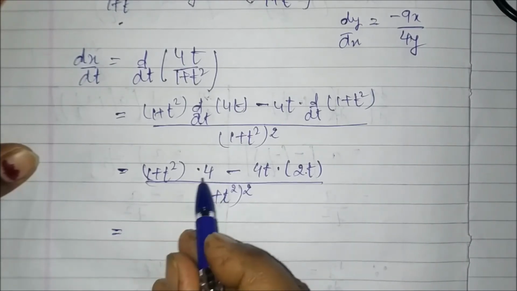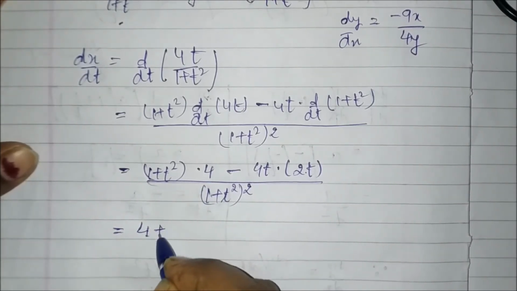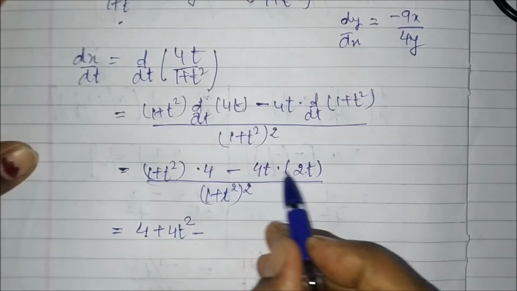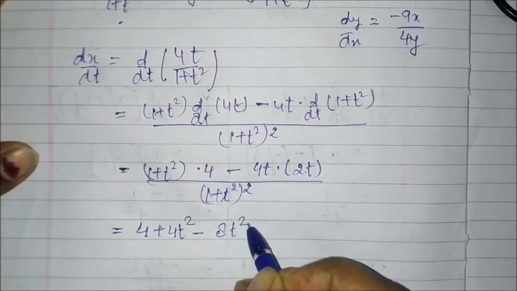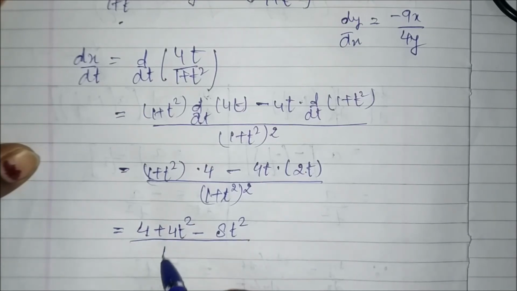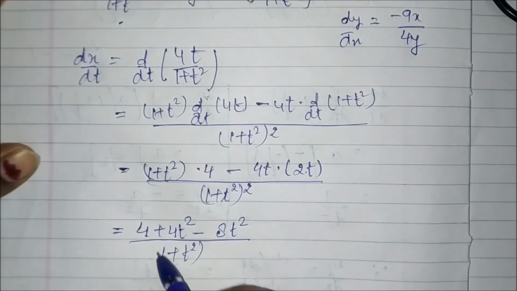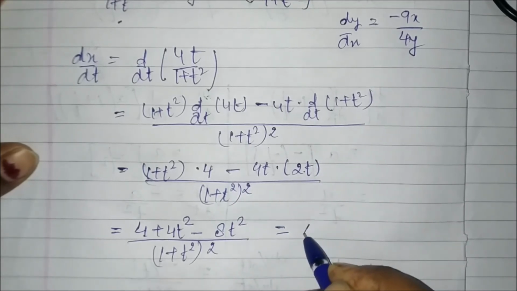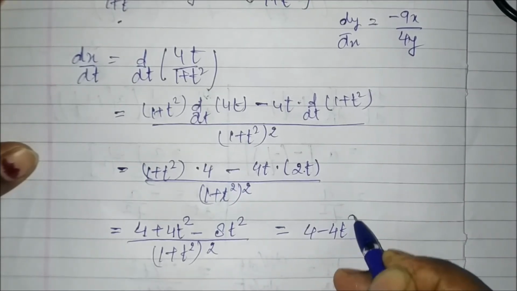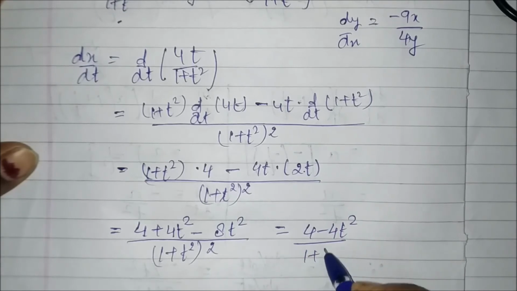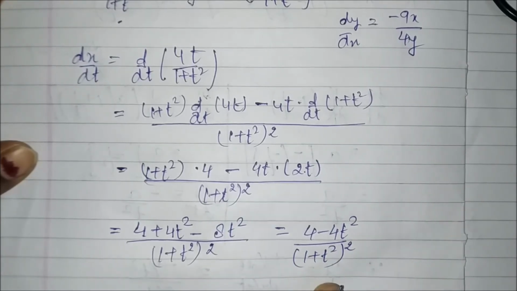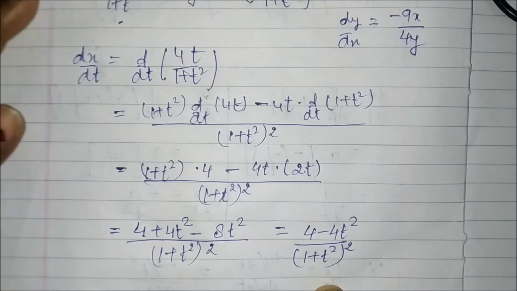Now arranging this, we get 4 plus 4t square minus 8t square upon 1 plus t square whole square, which equals 4 minus 4t square upon 1 plus t square whole square. This is dx by dt. Now we will differentiate y.